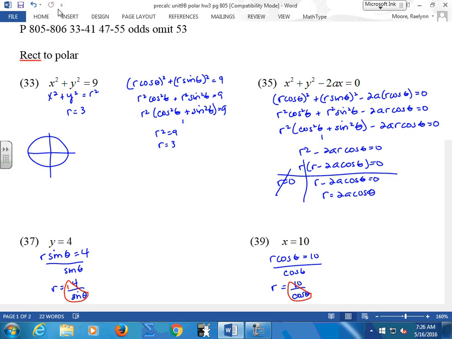Alright, so let me just go ahead and check if you have any questions on the first few, and you should kind of recognize that they do look the same when you get there.